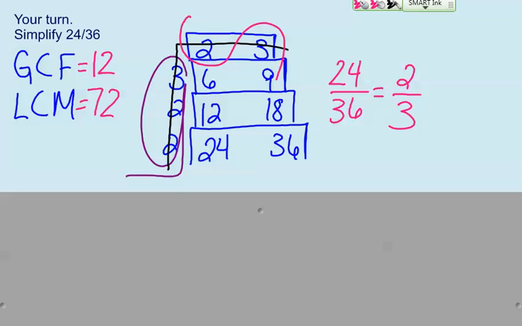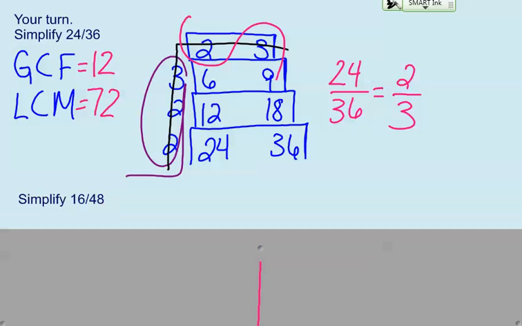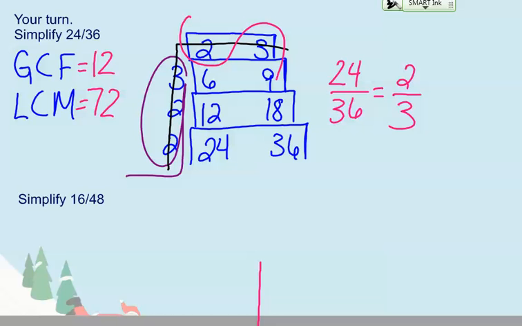Alright, so if you did your cake correctly, go ahead and double check to make sure you have your cake built correctly, and then let's get the information. Our G is 12, our L is 72, and 24/36 in simplest form is 2/3. So if you got that, great job. Let's do another one. Go ahead and simplify 16/48. Find the GCF, the greatest common factor, and the least common multiple.